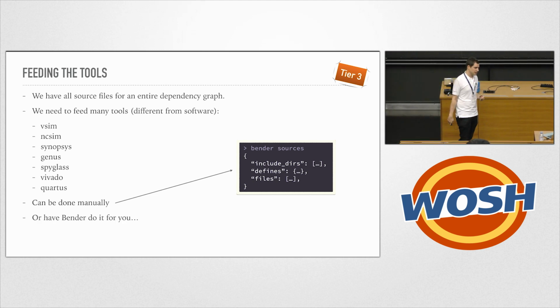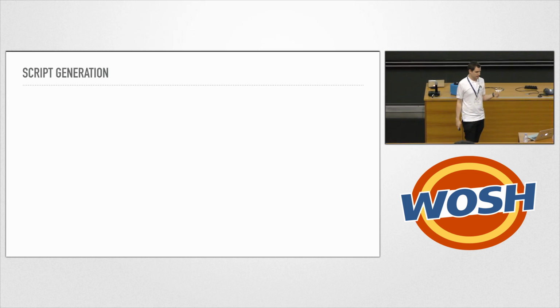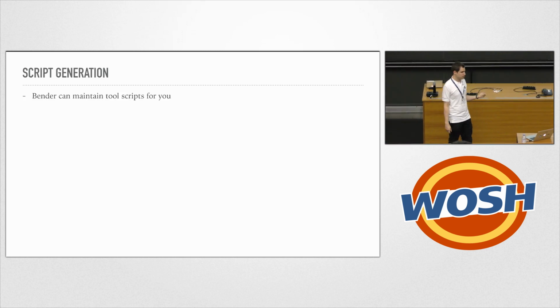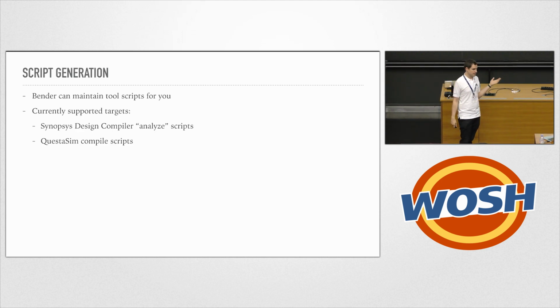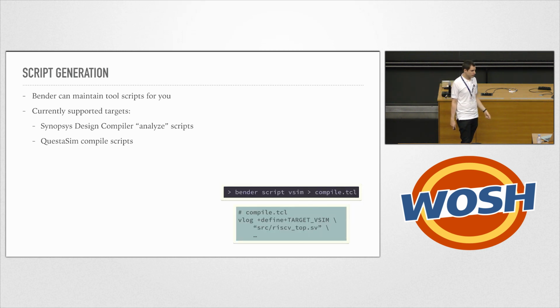But you can also have Bender do that for you. And the way we do this is script generation. So Bender can actually emit some tool scripts for you. This includes mainly analyze scripts for Synopsys and compile scripts for the QuestaSim simulator. So this is how you would do this. You would call bender script and then a format, and you can pipe this into a file. This comes in various flavors, but most of the tools use Tcl, and you get basically a nice compilation script out of that.